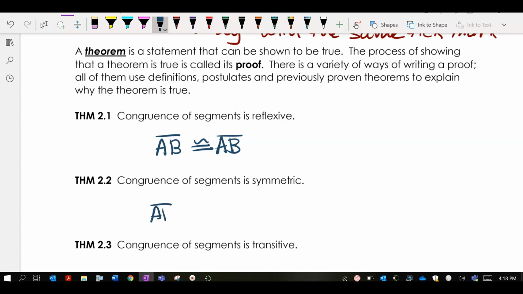The next one is congruence of segments is symmetric. So segment AB is congruent to segment BA. So it's switching that over.